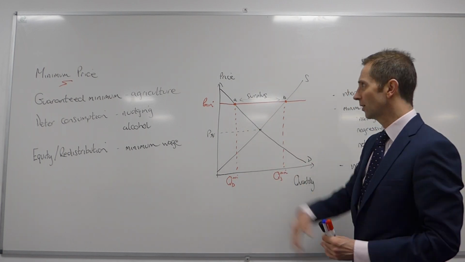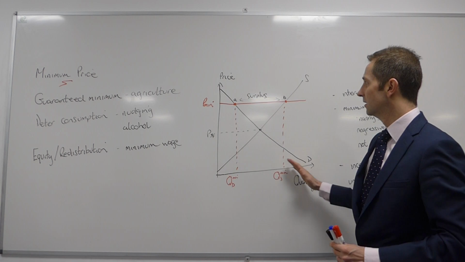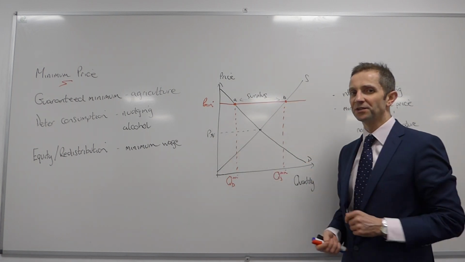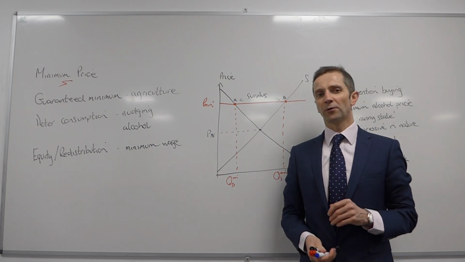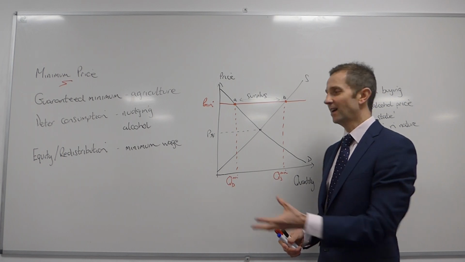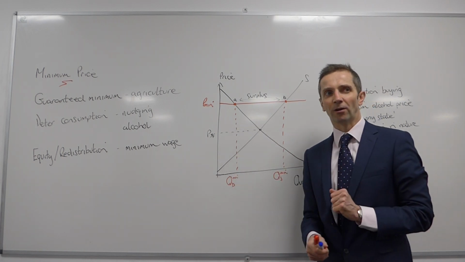So here we have the diagram: price, quantity, demand, supply, and this is our equilibrium at P star. Now, in order for the minimum price to be effective, obviously, the minimum price has to be above P star.